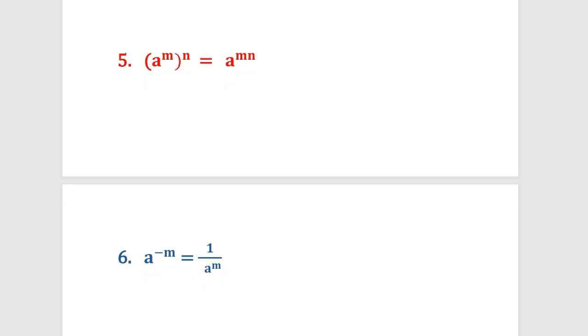Formula number 5, a to the power m whole to the power n equals a to the power mn. In this case, the powers are multiplied with each other when there is a power inside and outside.